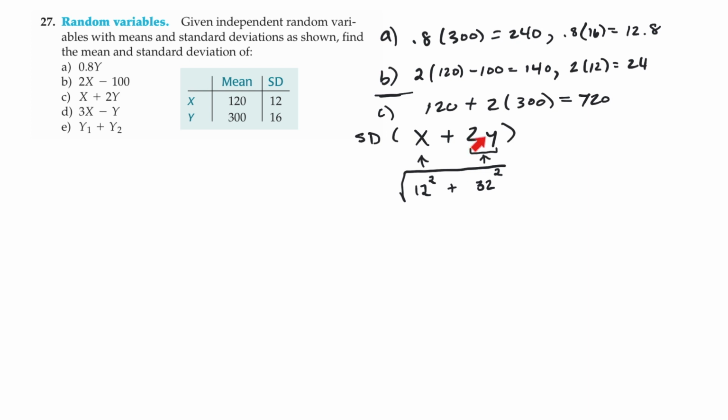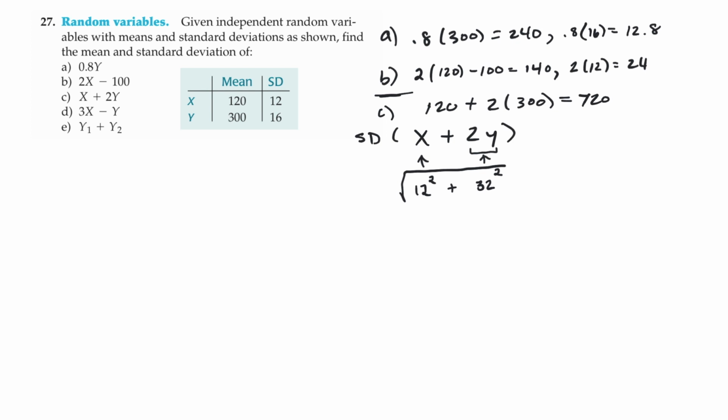Here's the standard deviation of 2y. I'm going to square it to get the variance. I can add variances together. That is definitely a thing. And if I were to simply say 12 squared plus 32 squared, that would give me the variance. That would be 1,168, but that's not what I want.